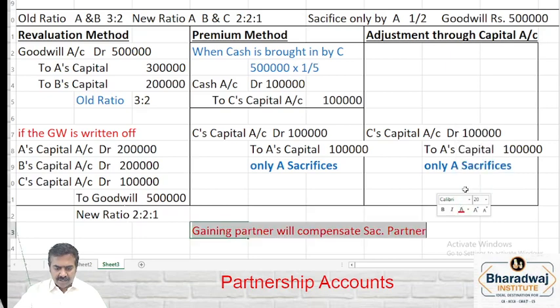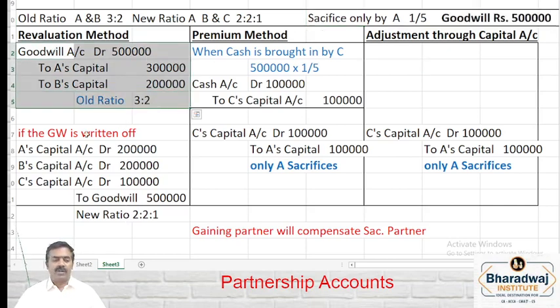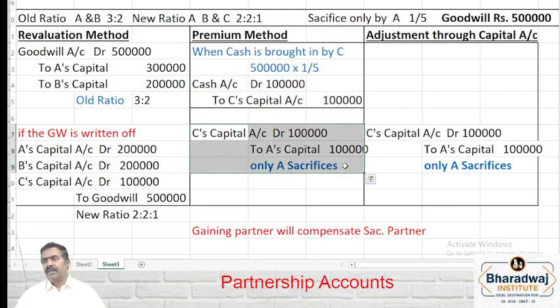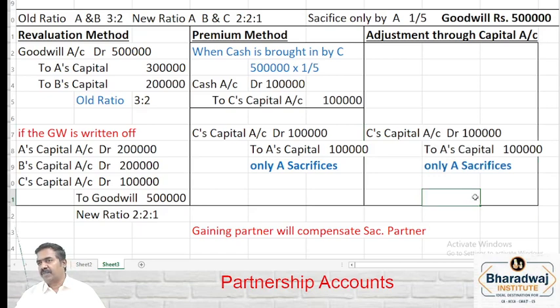I request you to pay attention, complete attention. What is the old ratio? 3:2. What is the new ratio? 2:2:1. Sacrifice is done only by A. What is the sacrifice done by A? 1 by 5. Goodwill is valued at 5 lakhs. In the revaluation method, raise in the old ratio, write off in the new ratio. If the new partner brings in cash, it is credited to the new partner's capital and then transferred to the partner who sacrifices. In adjusting through capital account, no cash is brought in. So goodwill is just adjusted through which account? Capital account. Like this, any of the three methods can be tested in the exam.